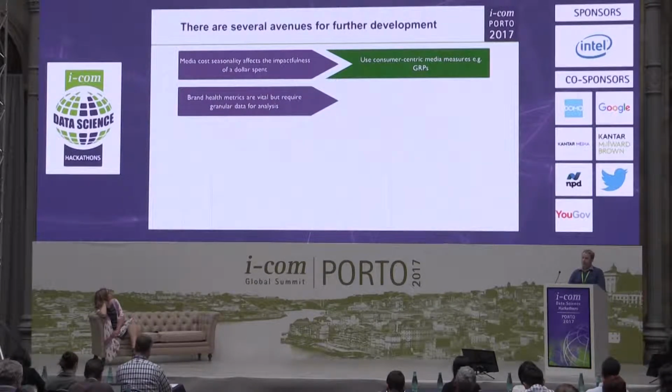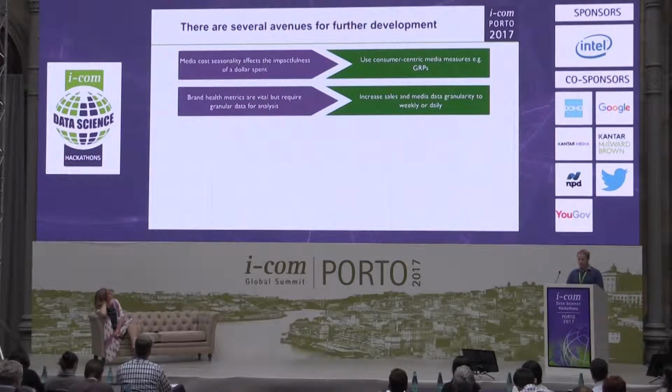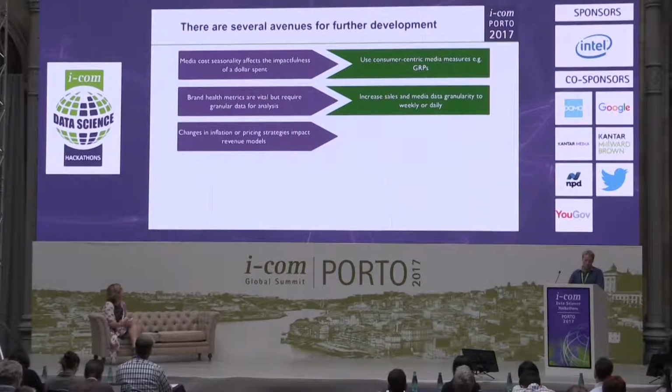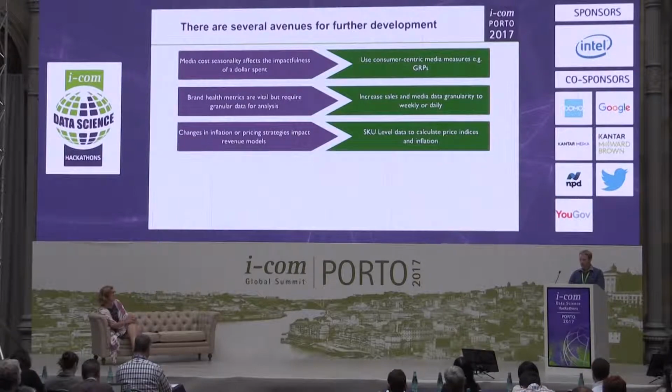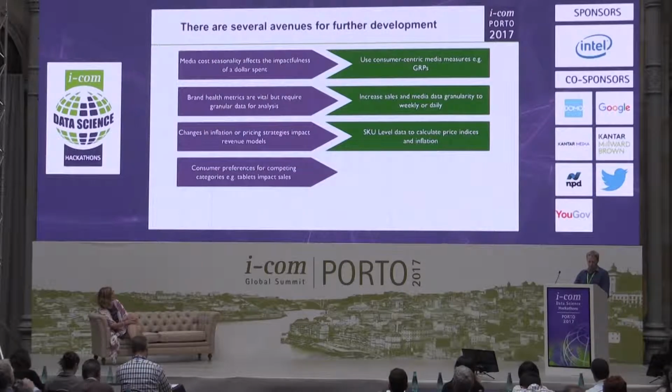Secondly, brand health indicators are vitally important for brands. However, due to the granularity of data we had, we found it quite difficult to correlate these directly in our revenue models. But if we increase the sales and media data granularity to weekly, we think we'll be able to get much deeper and richer insights. We are modeling revenue, so we are susceptible to changes in inflation or pricing strategies. But if we can get some SKU level data, we can calculate price indices and build these into the models, and ultimately account for inflation as well.